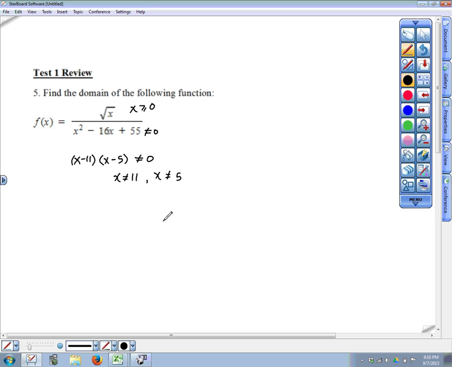So there are really three things to consider. x has to be greater than or equal to 0, but it can't equal 11, and it can't equal 5. So to put this all together, starting at 0, we can't go all the way to infinity like this, because that would include 11 and 5. So we have to make a couple of intervals from 0 first to 5, from 5 to 11, and from 11 to infinity.